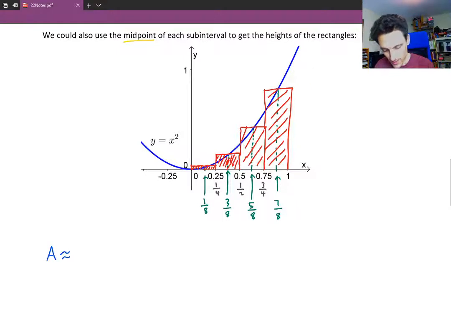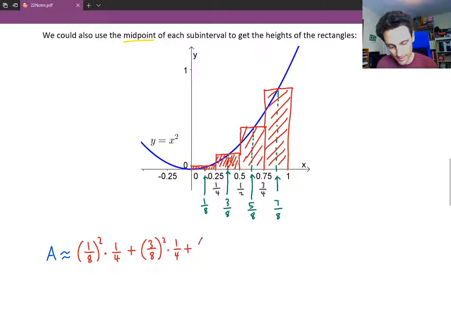So we can say that the area is approximately. Now the first subinterval we're plugging in 1/8. If we're using the midpoints, we're plugging in 1/8 into our x squared function. That gives you the height of the rectangle. The widths are the same. They're still 1/4. Each rectangle still fills up a subinterval and it has a width of 1/4. Then we can plug in 3/8. Then 5/8. Then 7/8.